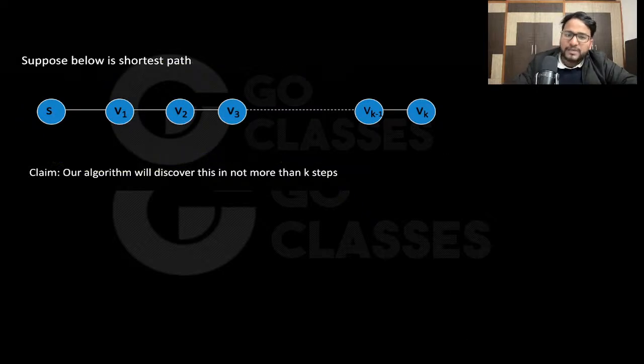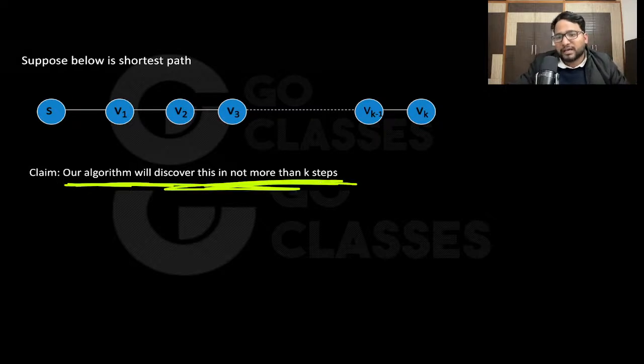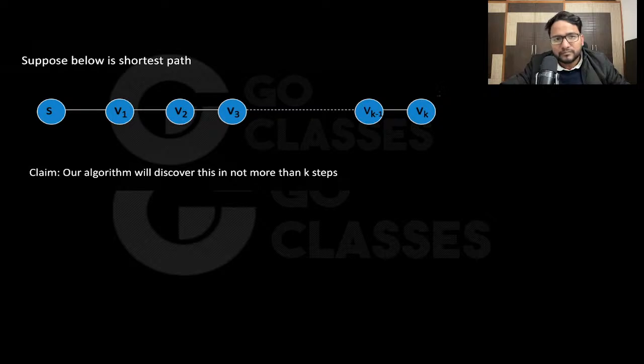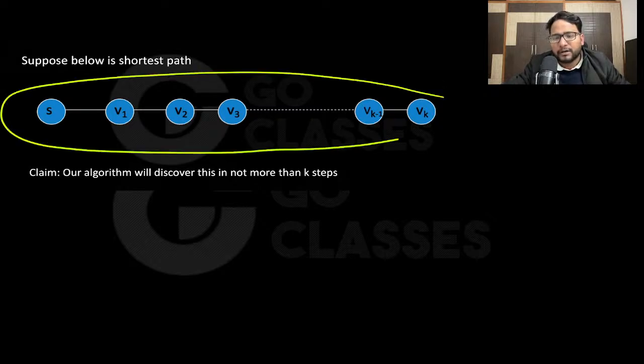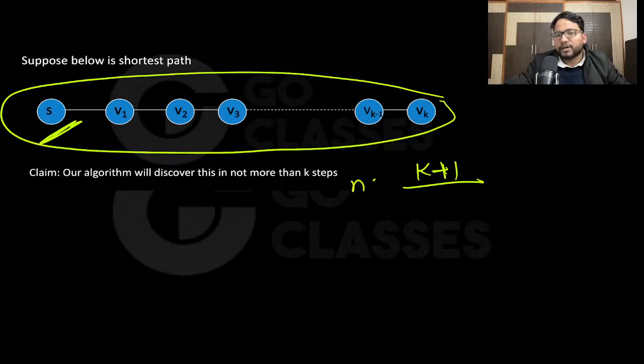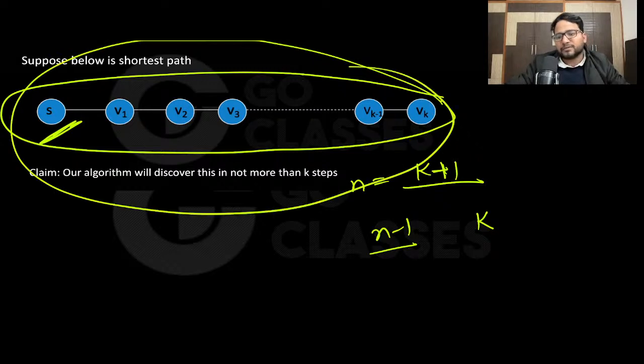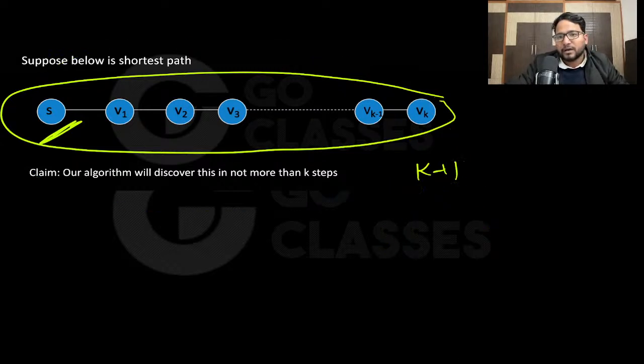Which means that S to B1 is shortest, B1 to B2, and so on. I'm assuming here that somehow I know the shortest path. My claim is that our Bellman-Ford algorithm will discover this in not more than k steps. These are k plus 1 vertices, so it is n, and we need to run it n minus 1 times, which is k times. So if you run the algorithm k times, these are the k edges that we have.